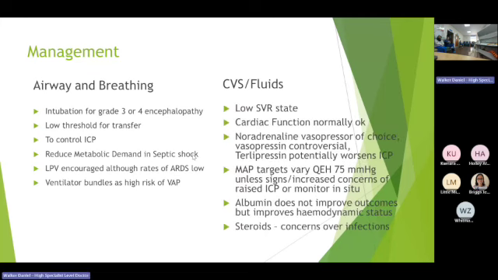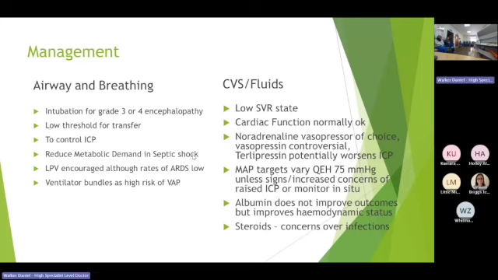CVS and fluids, so it's a low SVR state. Normally the heart is pumping away and emptying pretty well, functioning pretty well. Noradrenaline is the vasopressor of choice, despite the idea that there is some sort of vasoconstriction in the hepatic artery. Terlipressin potentially worsens ICP. There's not a huge amount of evidence for vasopressin, but again, Birmingham are quite keen on using it. Vasopressin has been shown elsewhere to potentially reduce the number of patients that require renal replacement therapy.